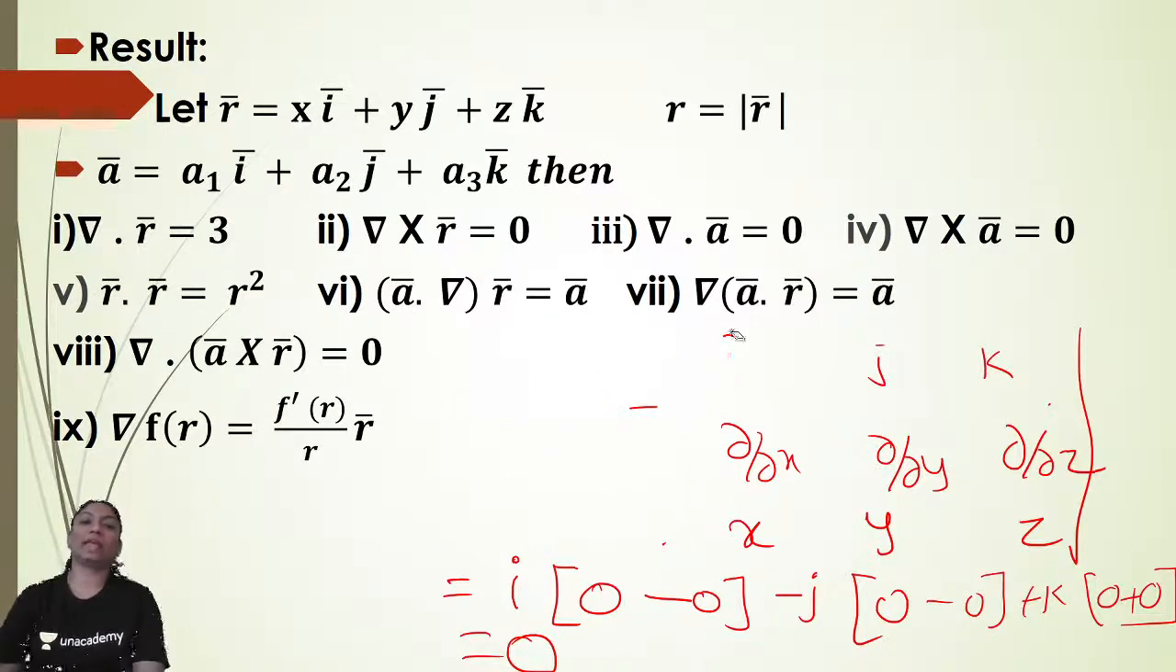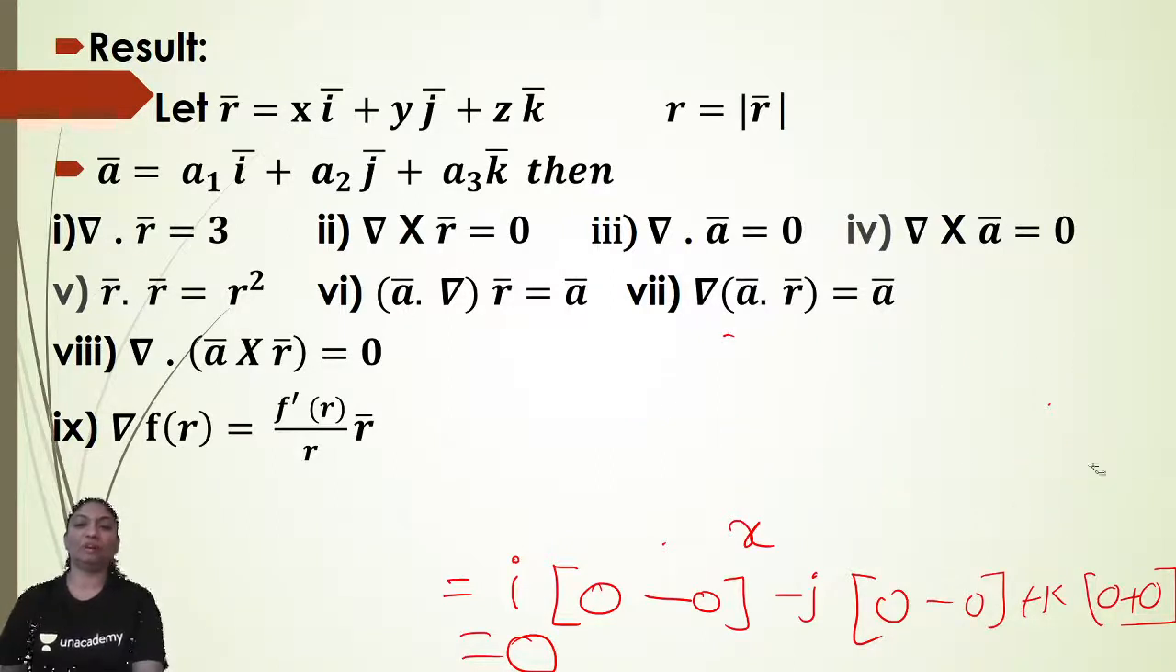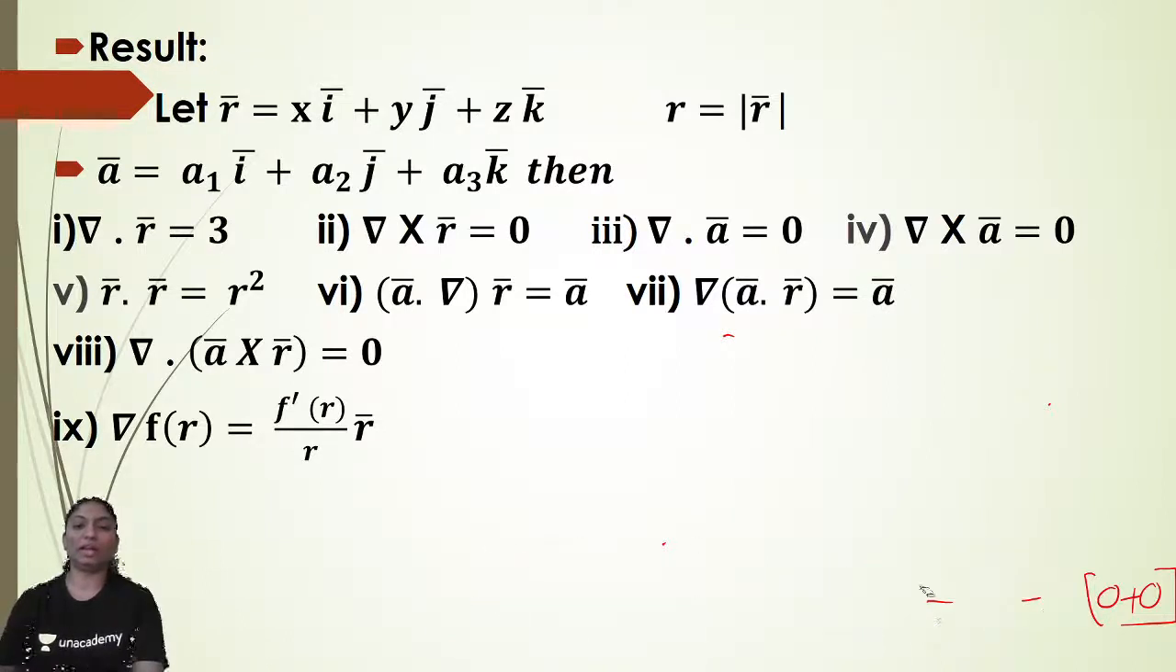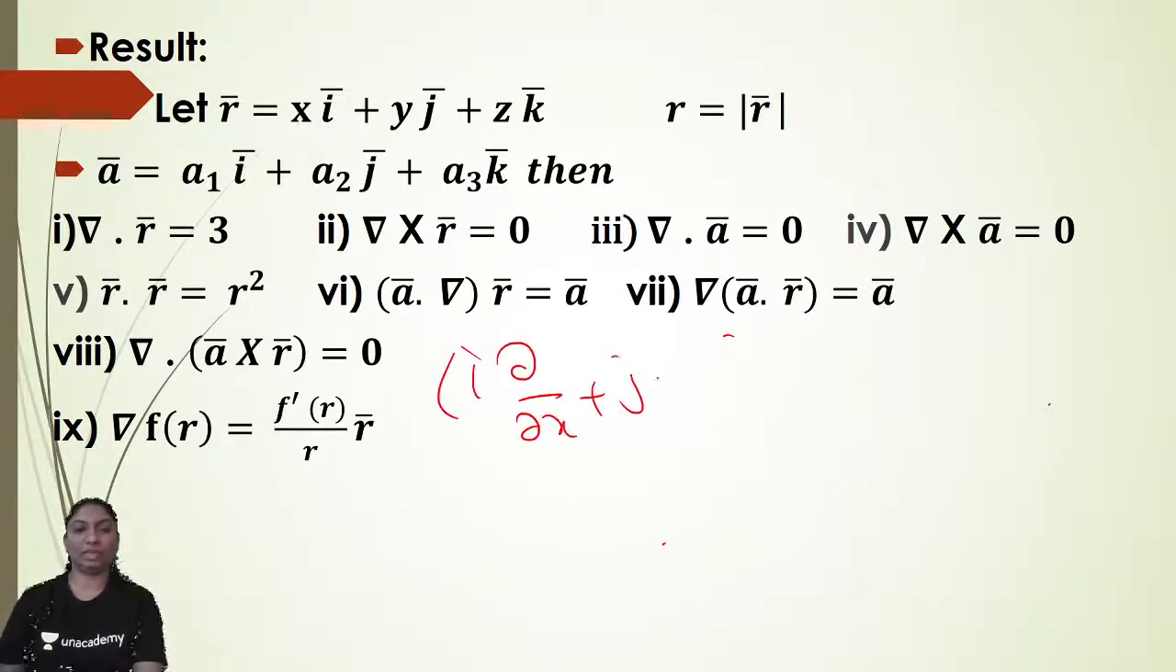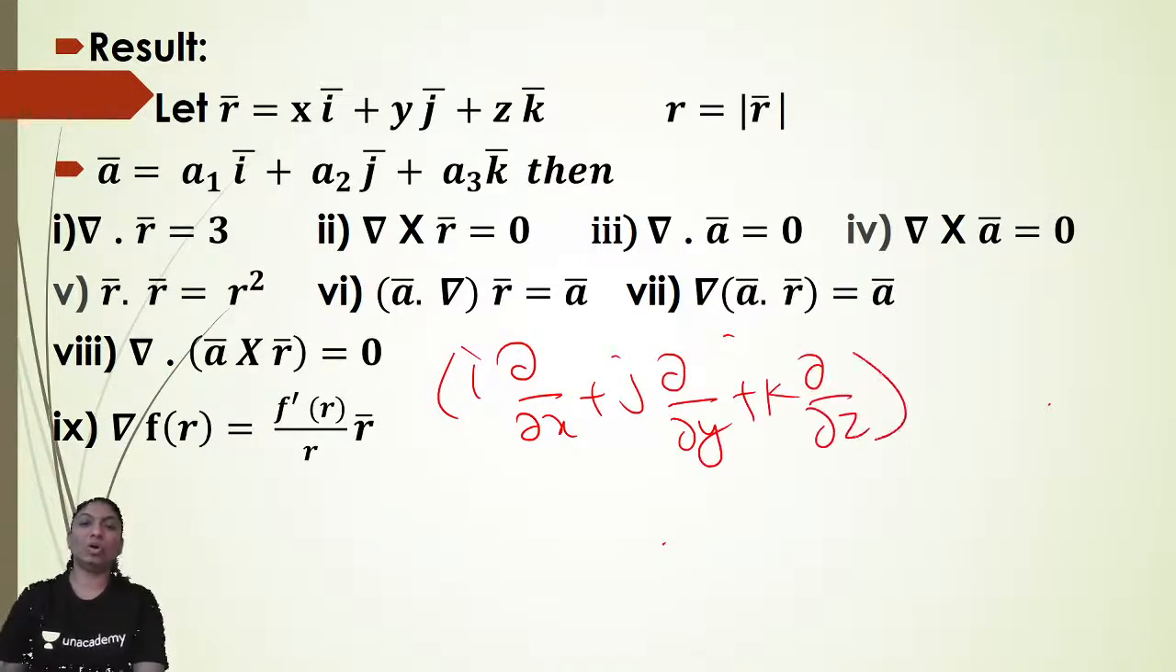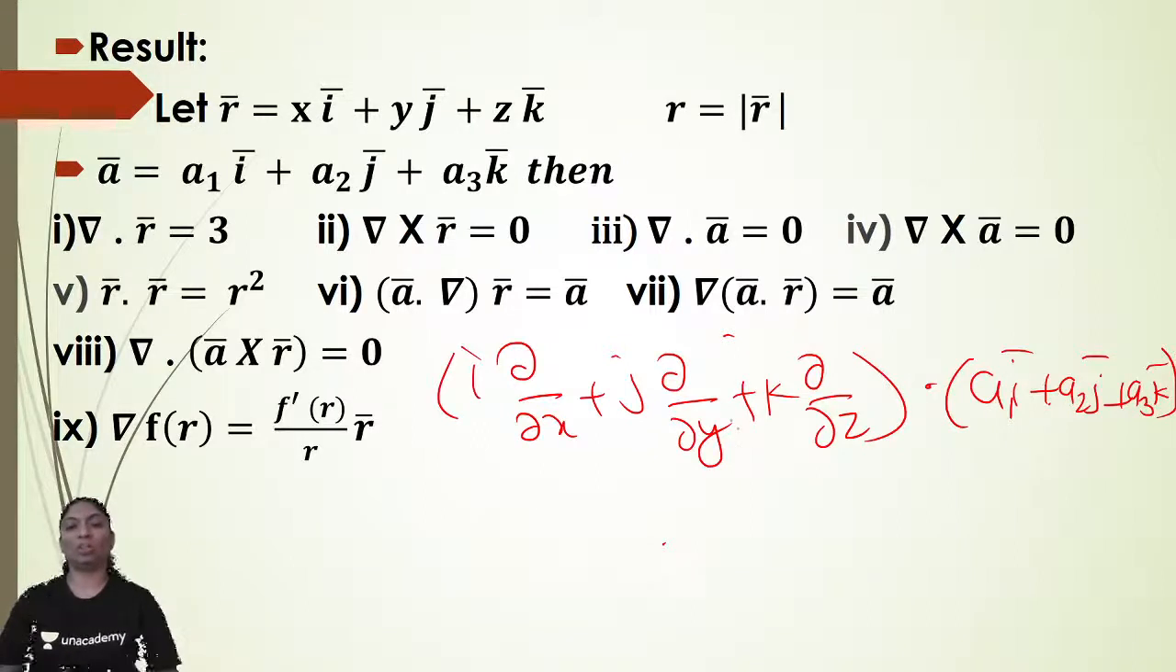Now the third property, del dot a bar is equal to 0, for a constant vector a bar equal to a1 i bar plus a2 j bar plus a3 k bar. Then you can take del dot a bar, it is always 0. So we can check it here: i del by del x plus j del by del y plus k del by del z, dot a bar, which is a1 i bar plus a2 j bar plus a3 k bar. So you will get a dot product of this vector.